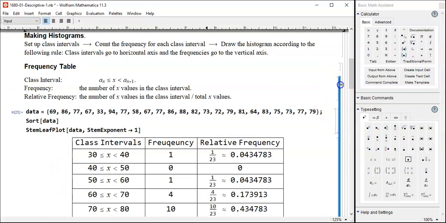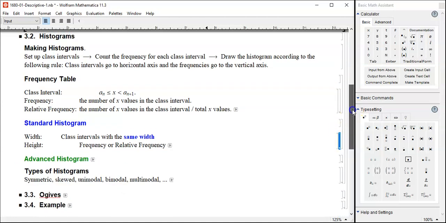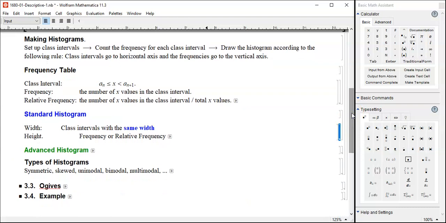So, what's the characteristic here? Horizontally, we have class interval. Vertically, we have frequency or relative frequency. Relative frequency does not make any difference, just scaling.